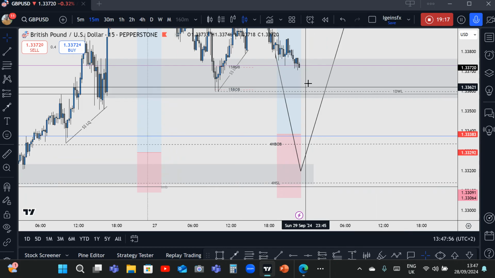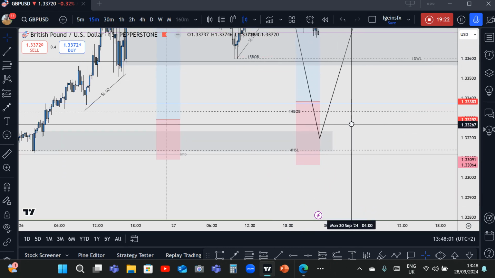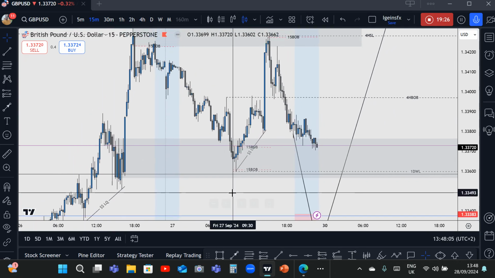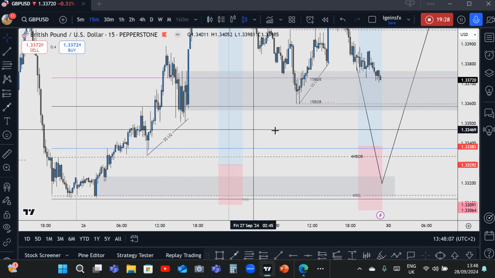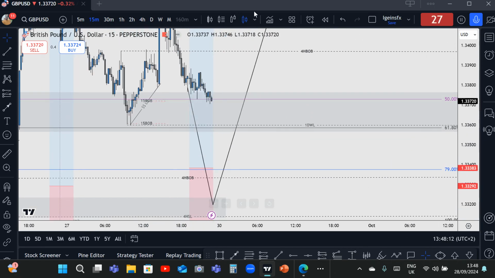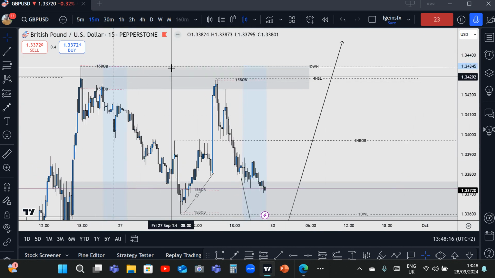Now we are expecting this price action to pull back to tap into this origin where the whole move originated from. And once price action gets to this point, you will see a very swift move to the upside that will come and take out this high.